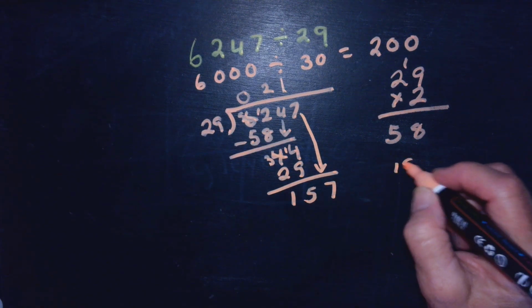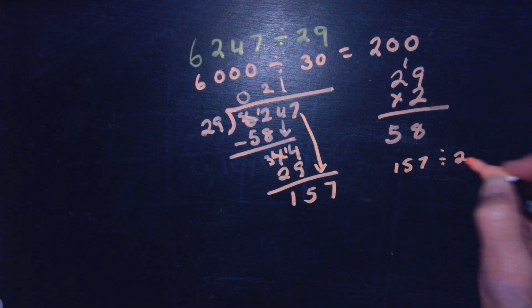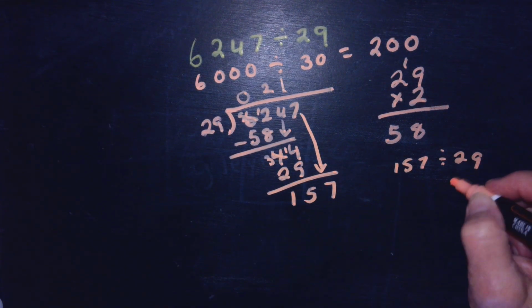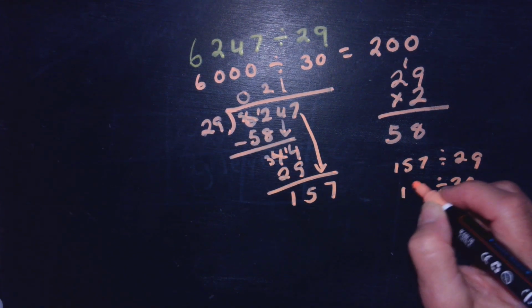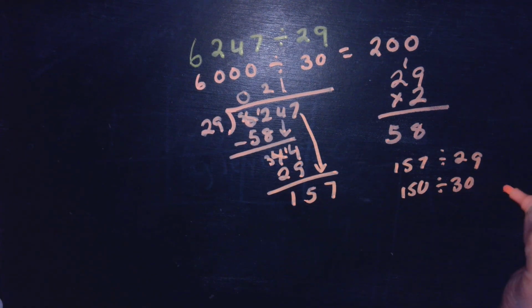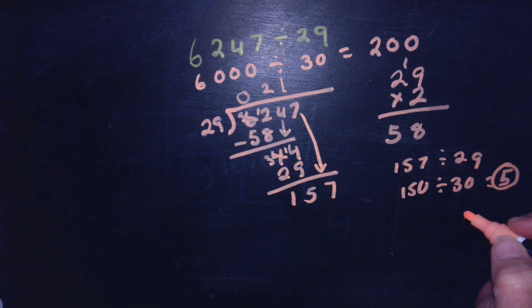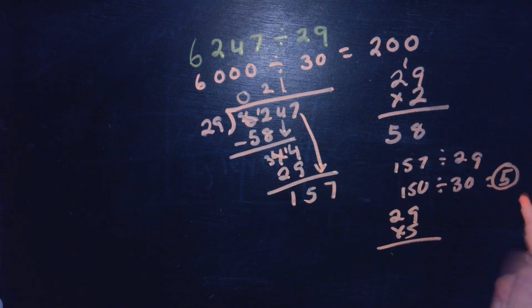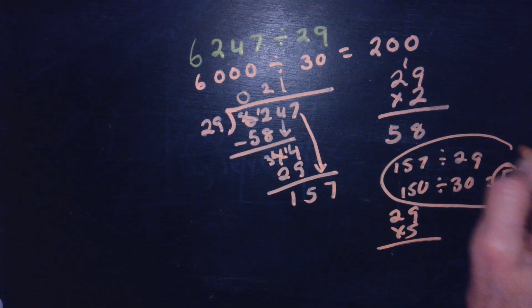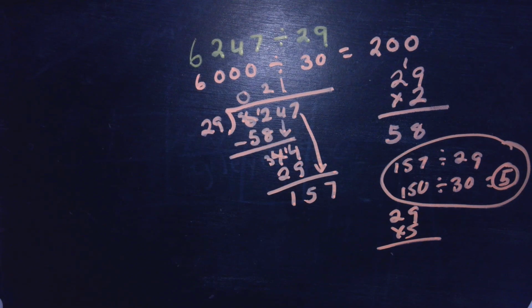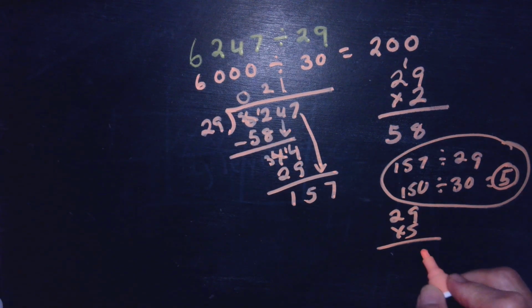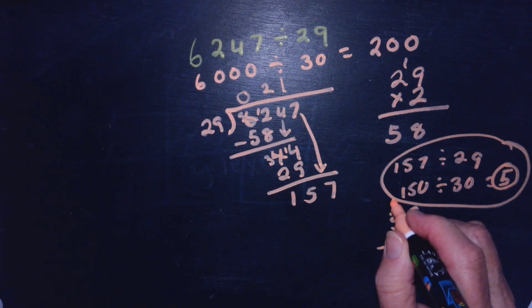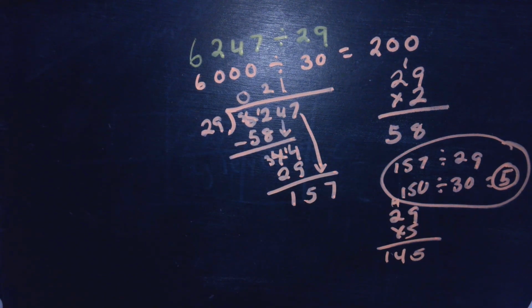Now I have to estimate 157 divided by 29. Well, we know that that's 30, and we know that 157 is close to 150. So I'm going to estimate my number to be 5. So let's take 29 and multiply it by 5. This right here can be done mentally. I wrote it down for you so you can see it, but you can actually estimate that mentally. So when I multiply this, I'm going to get 145.